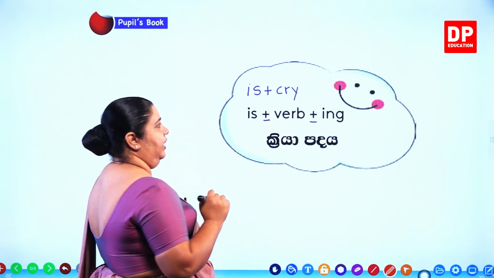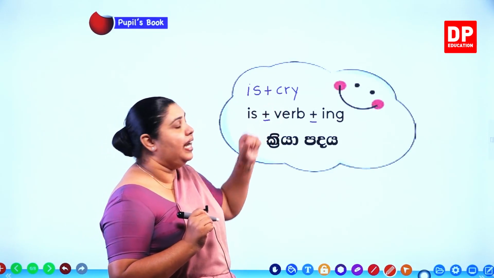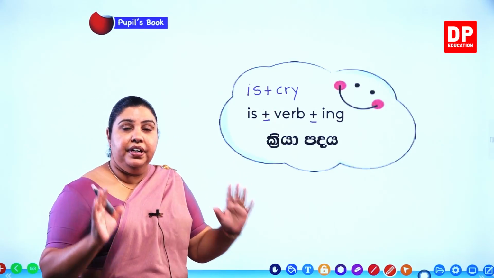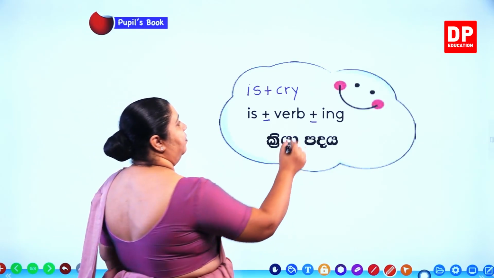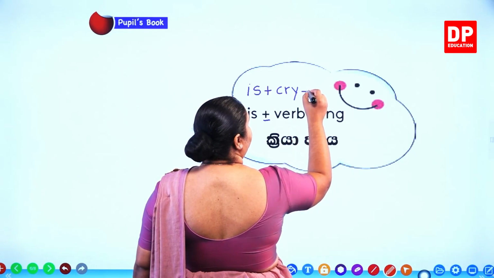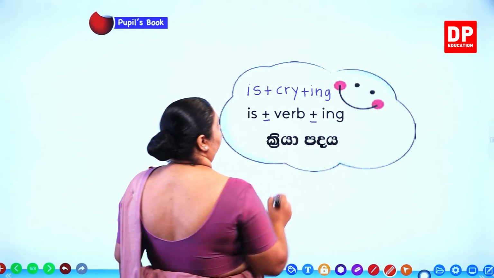C-R-Y. cry. Right? We have the word is, then we have the word cry. cry is the verb. ක්‍රියාපදේනේ අඬනවා කියන එක ක්‍රියාපදයක්. Then we have to add ing. ing. ඔන්න අපි එකතු කෙරුවා.